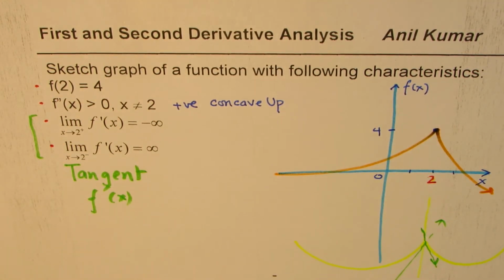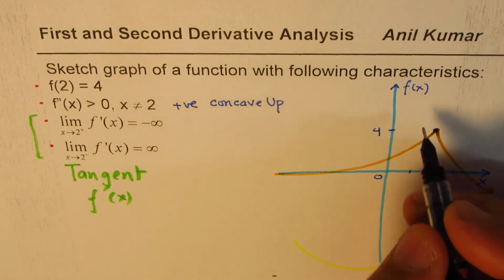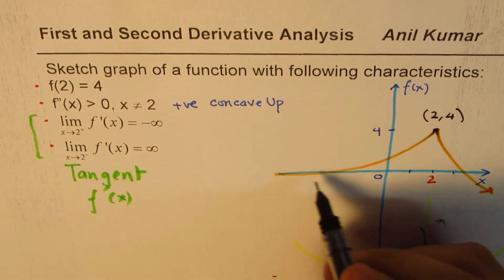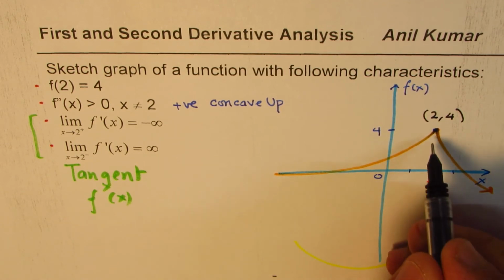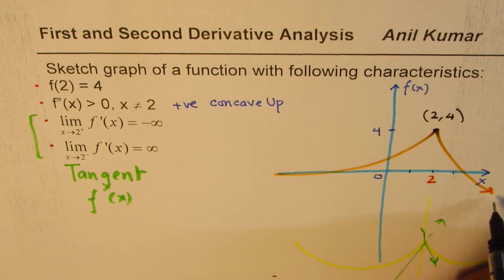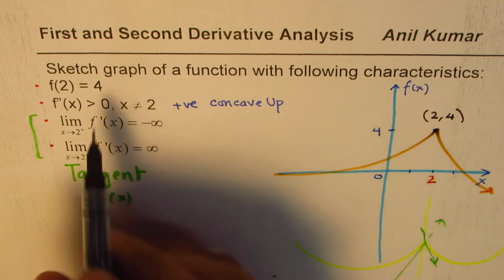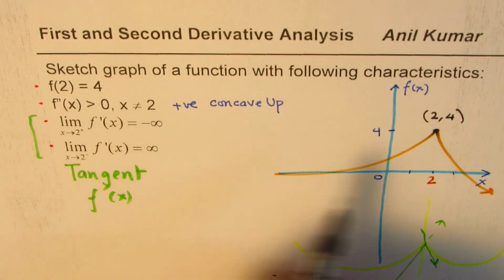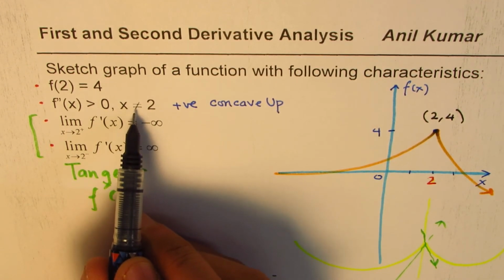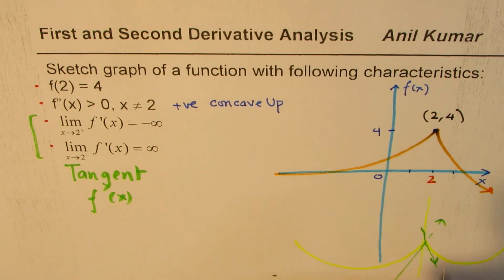We are already given that this point here is 2, 4, and that is a cusp here, right? And the graph is concave up over the interval minus infinity to plus infinity, except at x equals 2, right? So at this point we have a cusp. That is how you could sketch a graph from the given conditions.